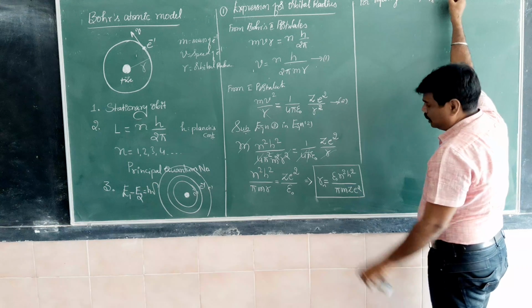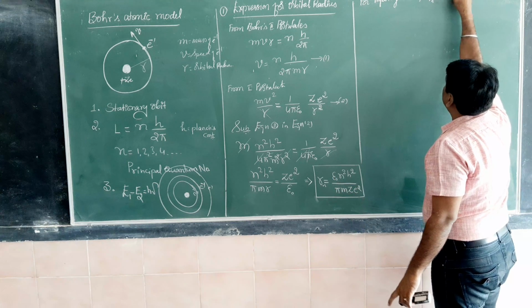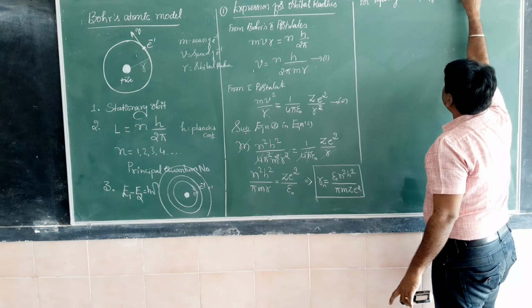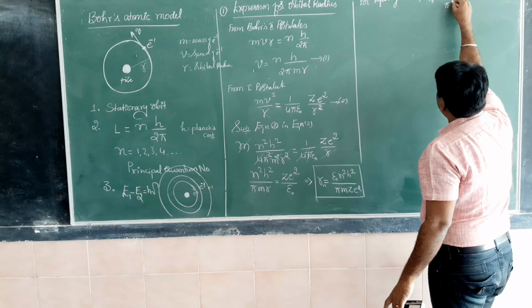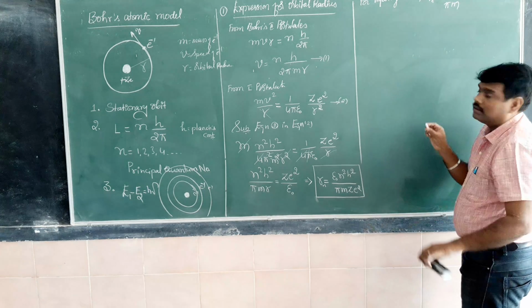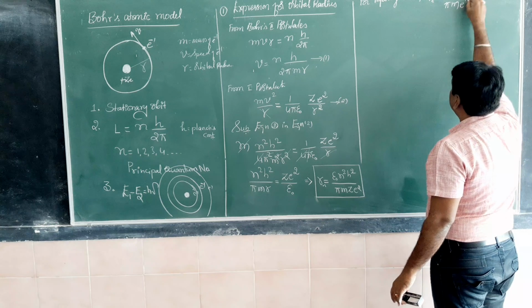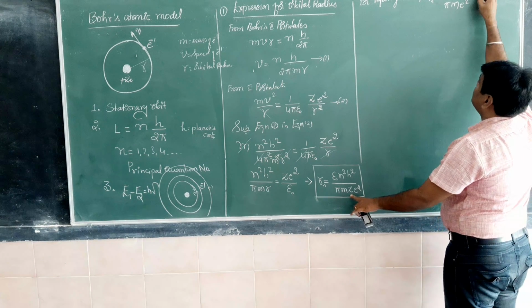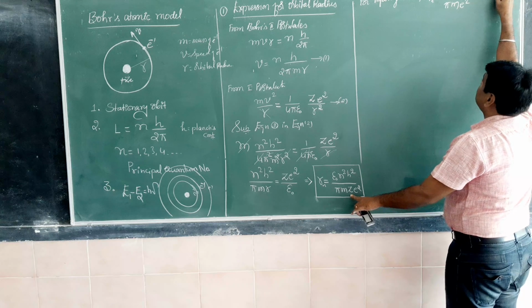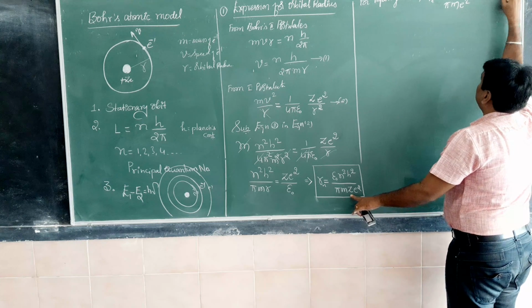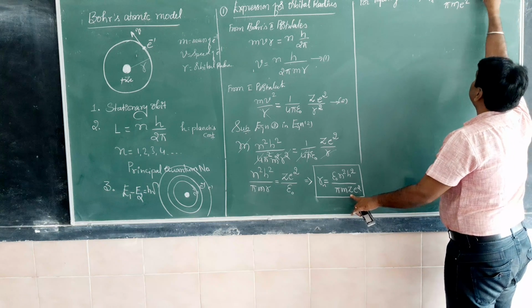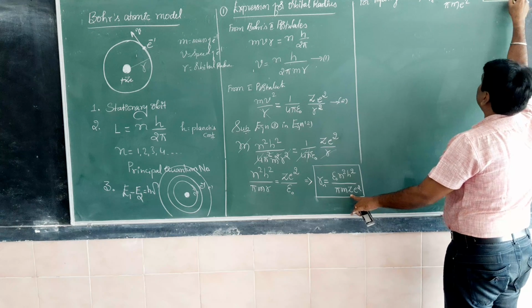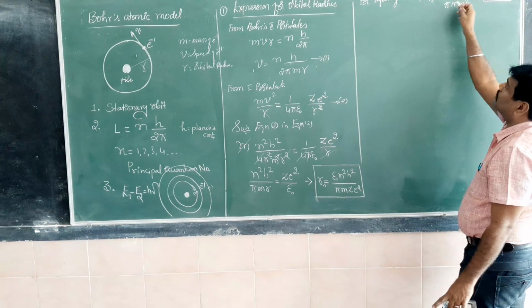Rn is equal to epsilon naught n square h square divided by pi m Z e square. Clear now? This is for the hydrogen atom. So this implies that the radius is directly proportional to n square. Why is it directly proportional to n square?